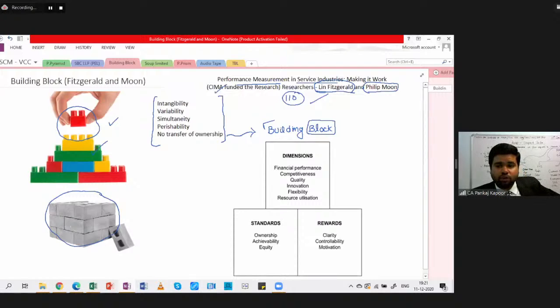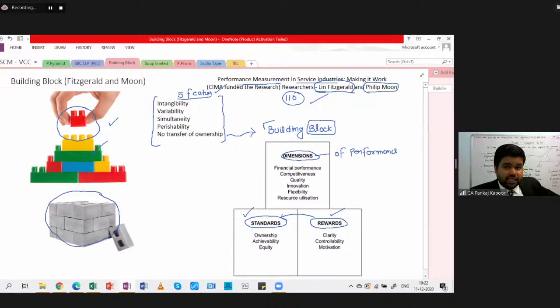What are the names of those blocks? The names of the blocks are standards. Standards are nothing but the targets. Rewards. Rewards are nothing but the benefit which will be given to the person who obtains the target or the standard. Based upon these 2 blocks, or on the foundation of these 2 blocks, the third block, dimension of performance, is there. Don't worry, I will explain this in the form of a story. But prior to that, let me take you to the 5 features which they explain of the service industry.